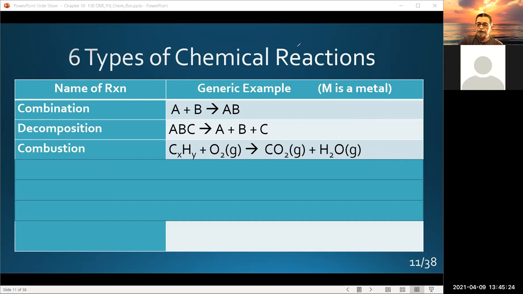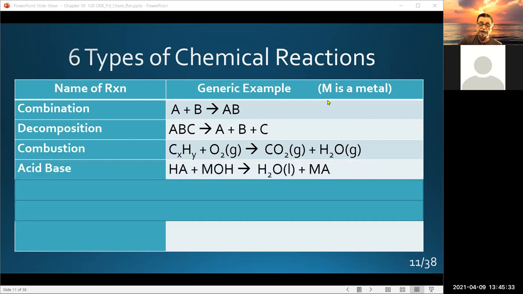But like I was stating, fortunately, they're not going to be that complicated that you're going to have a tough time trying to balance them. All right, combustion reaction. Next example is an acid-base reaction.